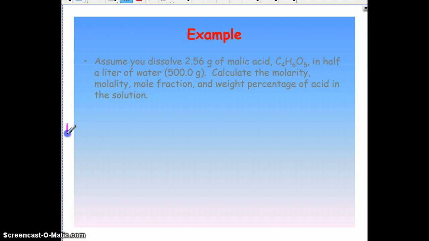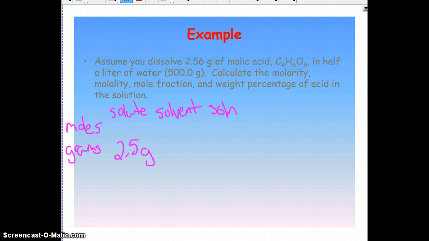Okay, so I make a chart where I put moles and grams, and I'm going to figure that out for my solute, my solvent, and my total solution. Okay, well, we are given a little bit of information already. We know that we have 2.5 grams of malic acid, which is going to be your solute. So we can go ahead and fill in that. We also know that we have 500 grams of solvent. So we're going to go ahead and put that in.